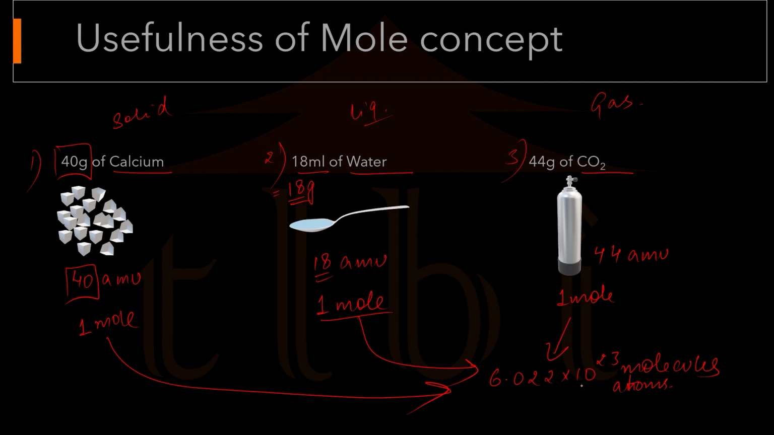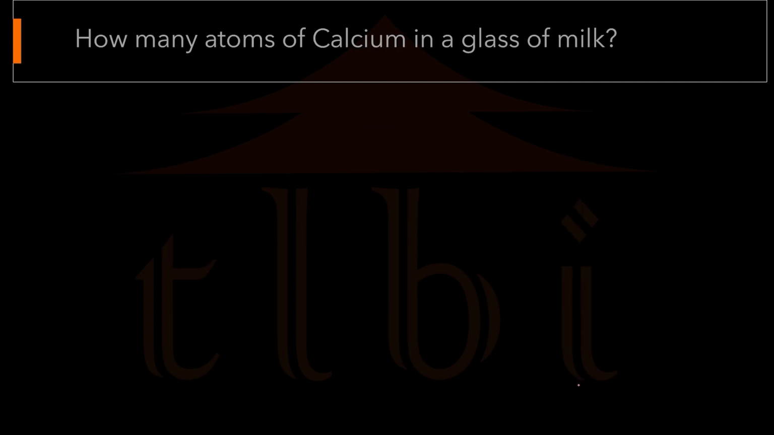Let us practice some questions where we calculate the number of atoms of calcium present in a glass of milk. We have to start with some approximation. Let's say one glass has a volume of 300 ml, right? And calcium present in milk is about 1 milligram per ml.